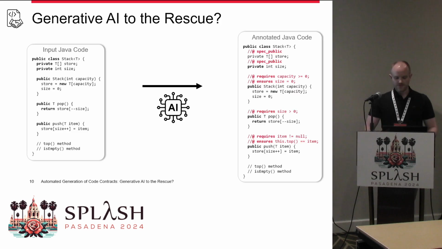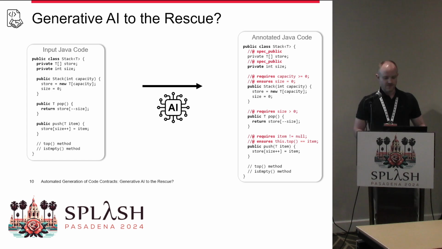And the idea here was to take these new fancy generative AI approaches and say, okay, maybe we can use them to generate contracts. The idea here is very simple. So we take our source code, in this case just a Java file, put it into the AI, and the AI should output and generate a text file, in addition with the generated annotations.